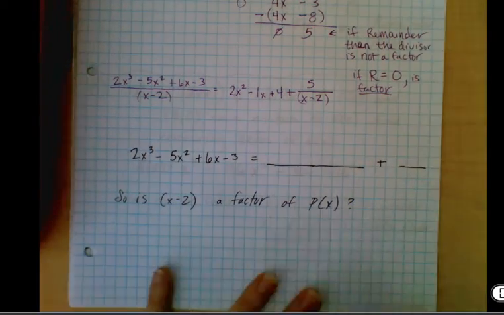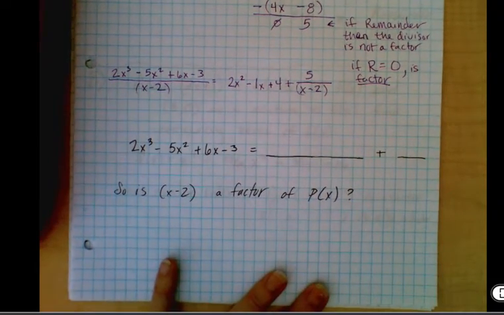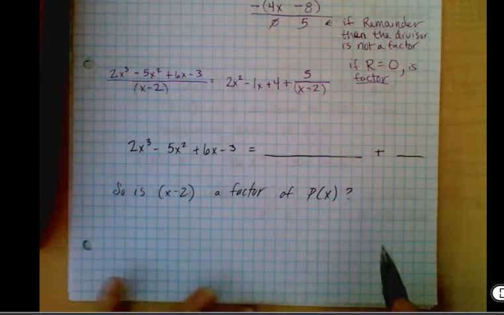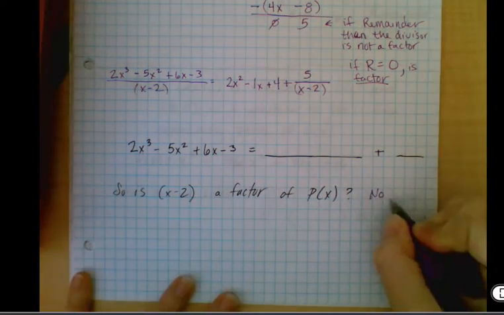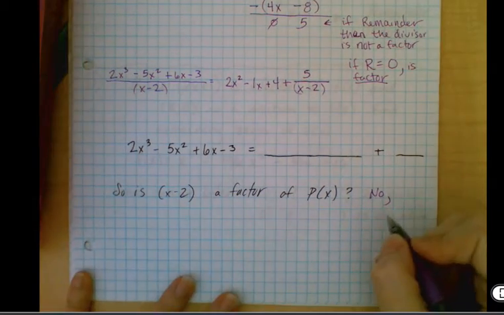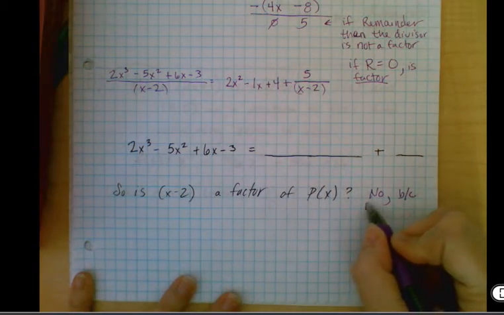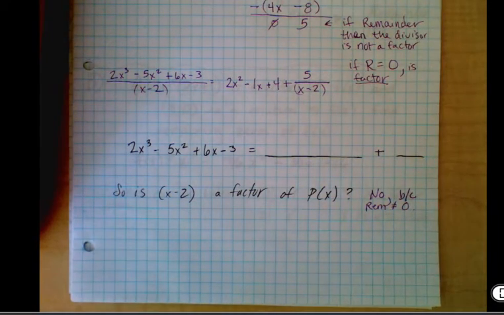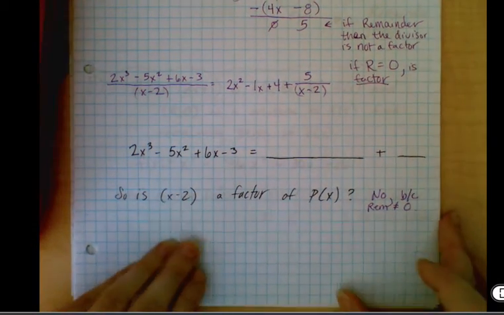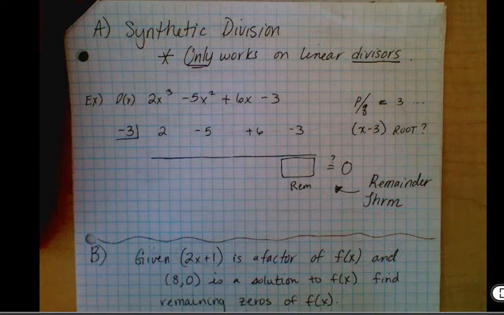And apparently I just wrote it right there, so if you need a second to fill that out, you can. So the question was, is x minus 2 a factor of p of x? No, and you can say as your reasoning, because the remainder does not equal 0. I'm going to pause and we're going to go over synthetic division in the next video.